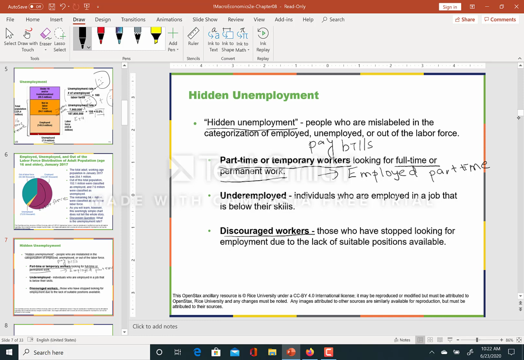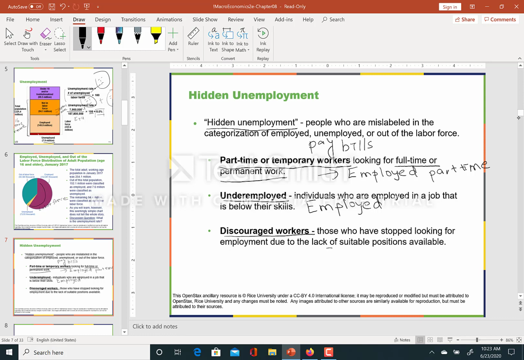Then we have people who are underemployed. They are still calculated as employed. That means probably you have a PhD and you are working maybe as a clerk or a secretary, and you are working in a job that is below your skills. If you do that, you are definitely underemployed but still employed.